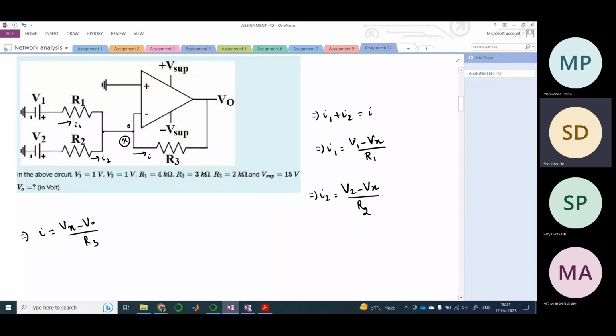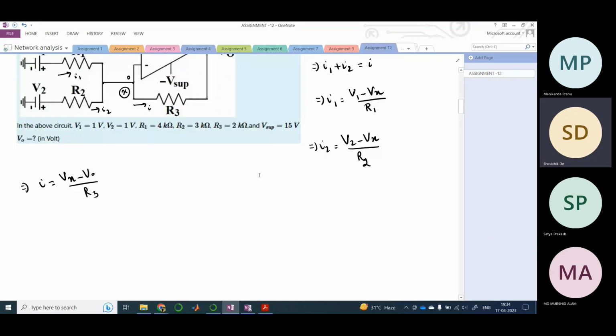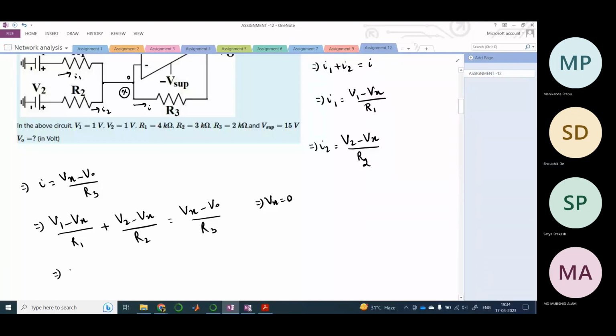So now you can equate these three equations. V1 minus Vx by R1 plus V2 minus Vx by R2 equals Vx minus V0 by R3. Now Vx is equal to 0, right? Because of the virtual short. The non-inverting terminal is grounded, so its voltage is 0. Therefore Vx is also 0, so V1 by R1 plus V2 by R2 equals Vx minus V0 by R3.